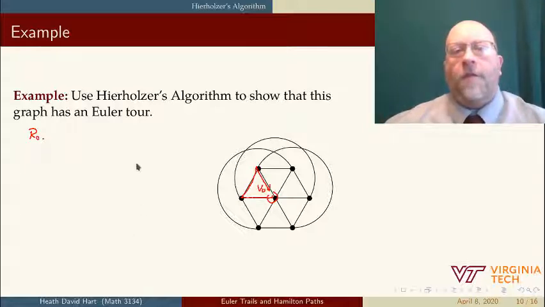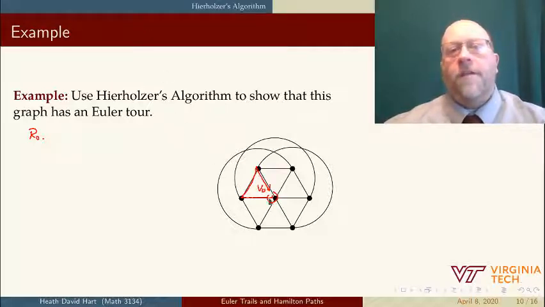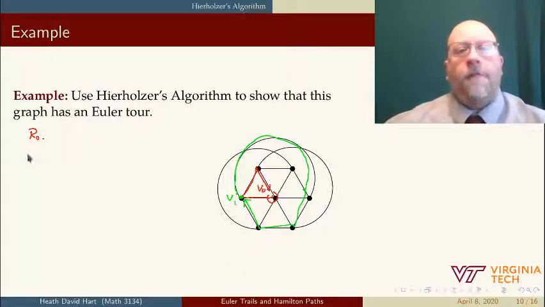Well, I didn't use every edge, so then I pick a vertex that touches this circuit and some of the extra edges and call that vertex V1 and start drawing again until I get back to V1. Okay, so I'm going to go around this loop here, down, across, and back up, and that's my next circuit.